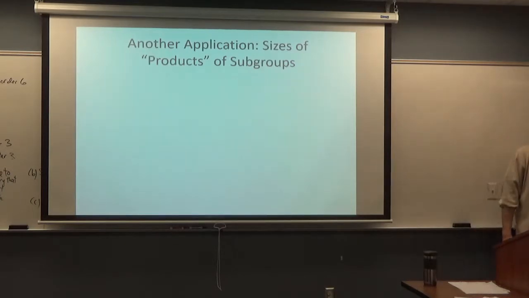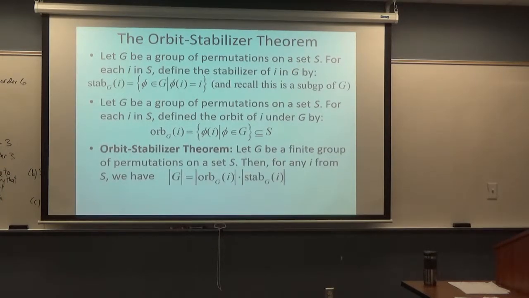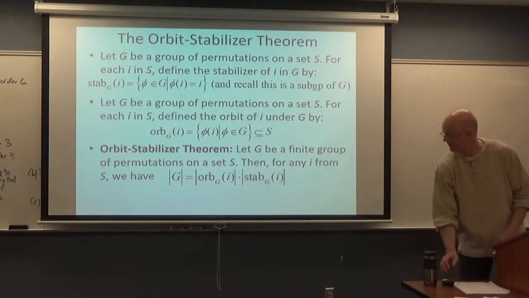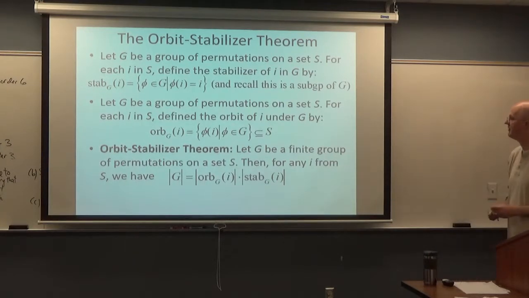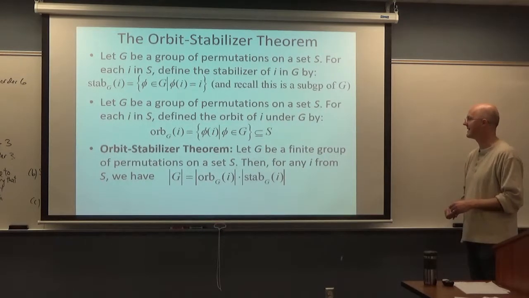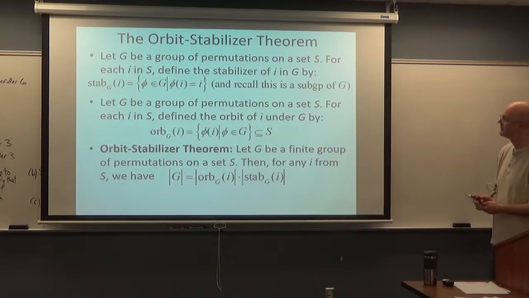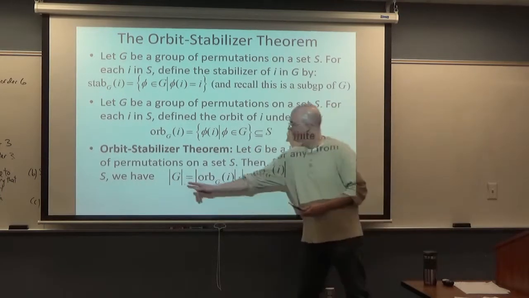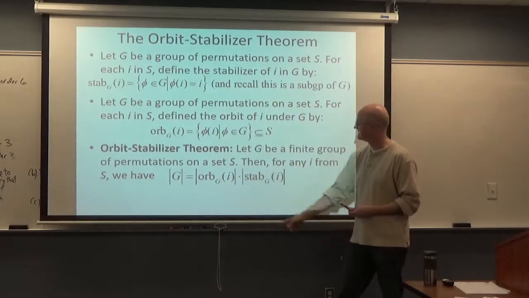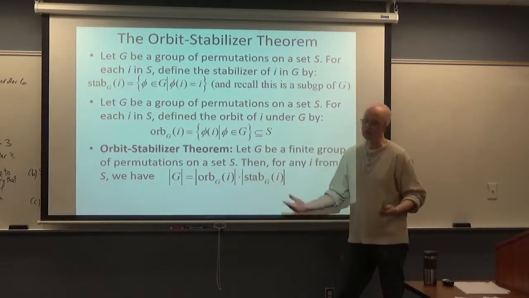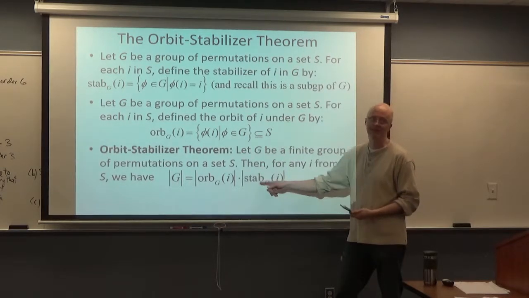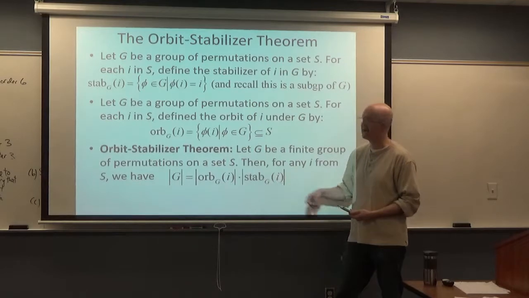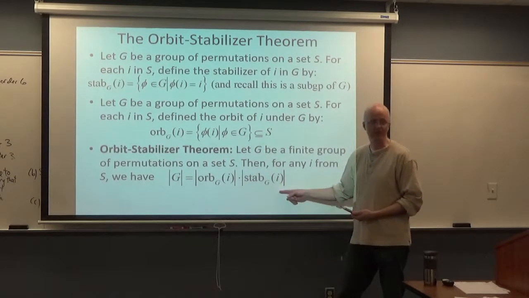I think for the sake of time in talking about the Orbit-Stabilizer Theorem's proof, I am just going to have to give an outline. It says, let G be a finite group of permutations on a set S, and then for any i from S, i is an element of S. S is not necessarily a group. The order of G, the number of elements in G, is the product of these two orders. The stabilizer is a subgroup of G. It's the set of every permutation in G that fixes i. And this is therefore the order of that subgroup.